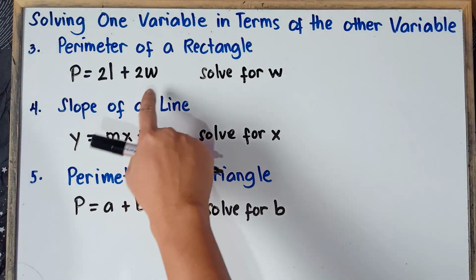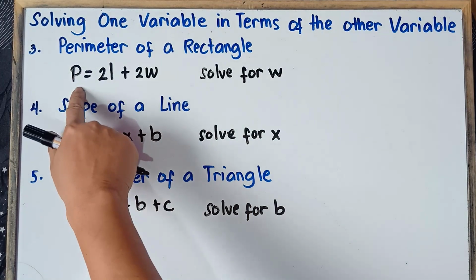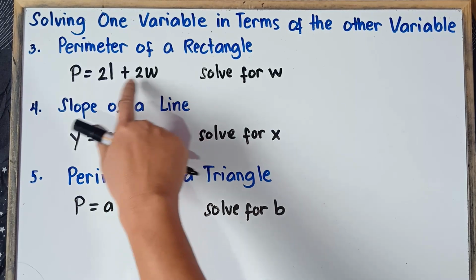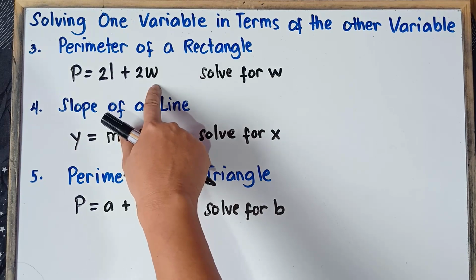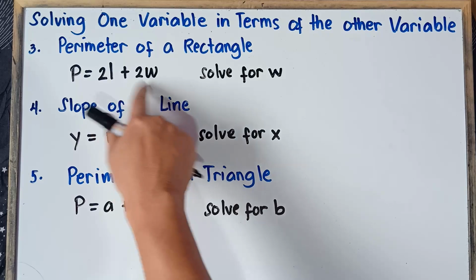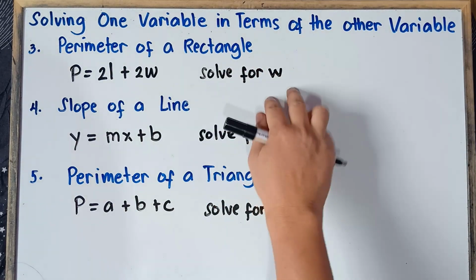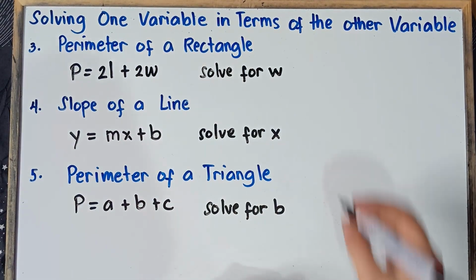We have given the perimeter of a rectangle. And the formula is: perimeter of a rectangle is equal to 2 times the length plus 2 times the width. So this L represents the length, this W represents the width. So P equals 2L plus 2W. And you're told to solve for W, the width. So how will you transform this formula? Alright, so let's answer number 3.